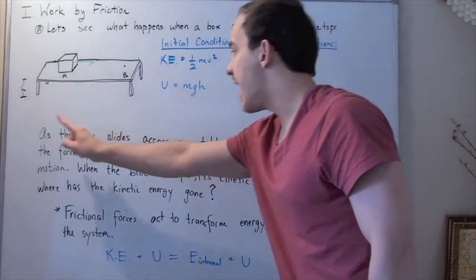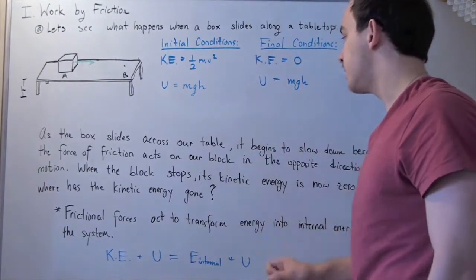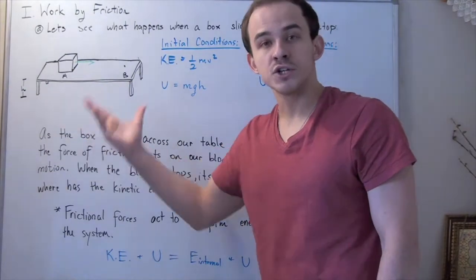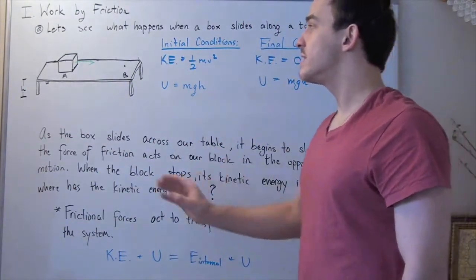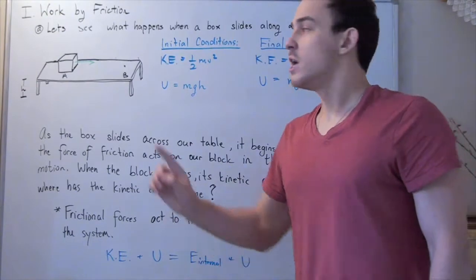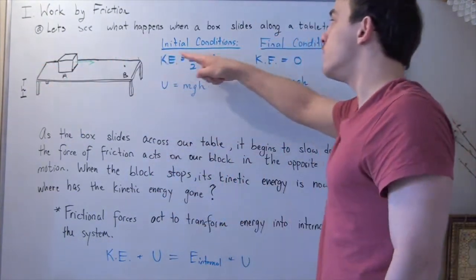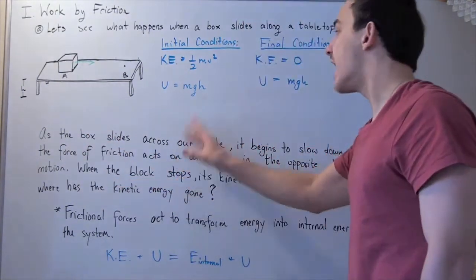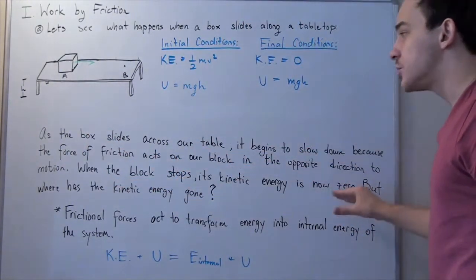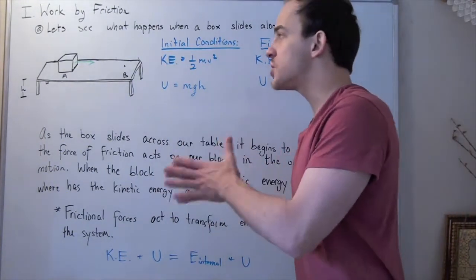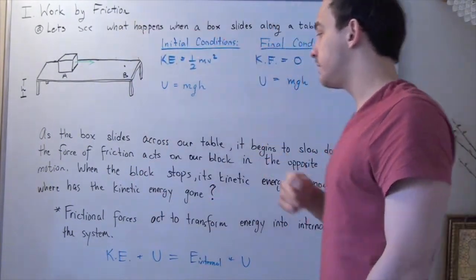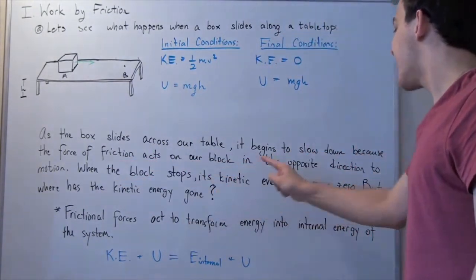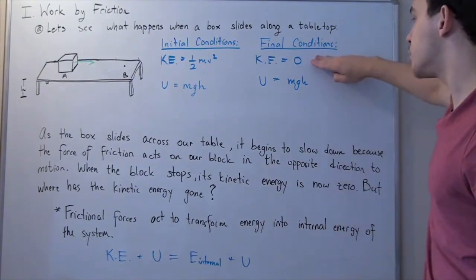So once again, as the box slides across our table, it begins to slow down because of the force of friction. Remember, we're not assuming this tabletop is frictionless. If we were, this box would continue moving with the same velocity. But because of the force of friction, which acts on the block in the opposite direction to the motion, that force of friction stops our box at point B. Now, when the block actually stops, its kinetic energy is 0, which we just spoke about.